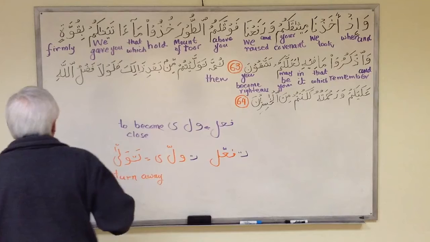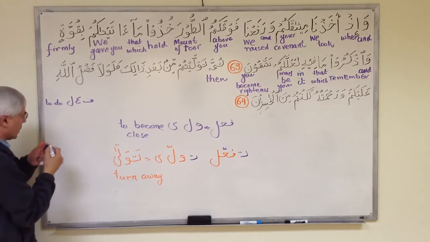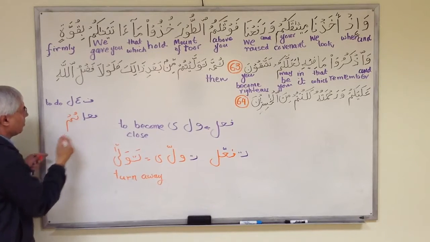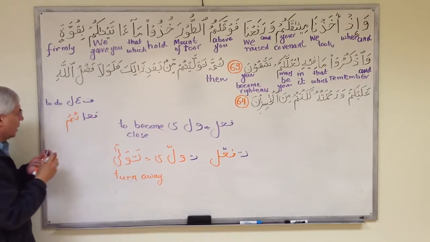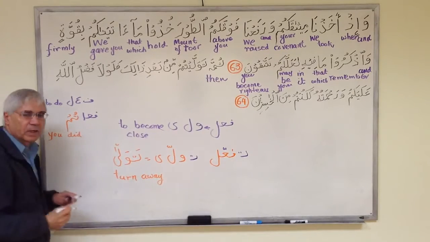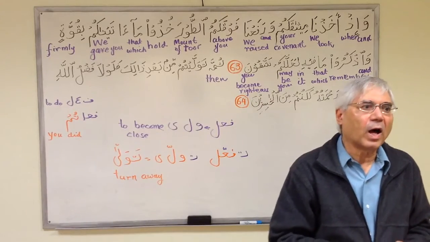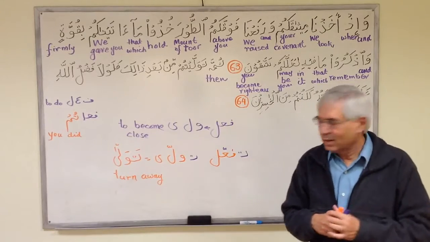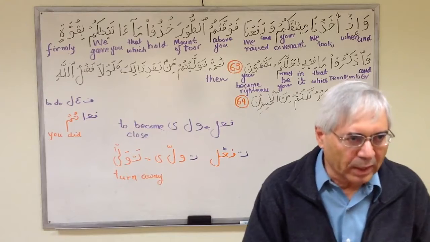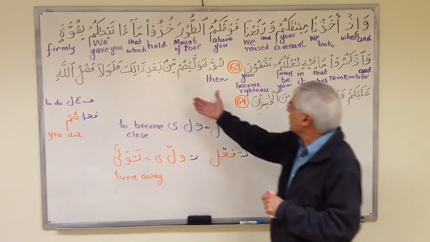Okay? Now also, one rule of the grammar is that if you have fa and lam, means to do, and if you put a tum at the end, fa'altum, and tum here, this means you did. By putting a tum at the end of 3 letters, it brings the meaning of you, plural, and the past tense. Fa'altum, you did. If I apply that here, it will become tawallaytum, you turned away. Tawallaytum, it will be pronounced as not tawallatum, tawallaytum, you turned away. And that's the word in the Quran here.